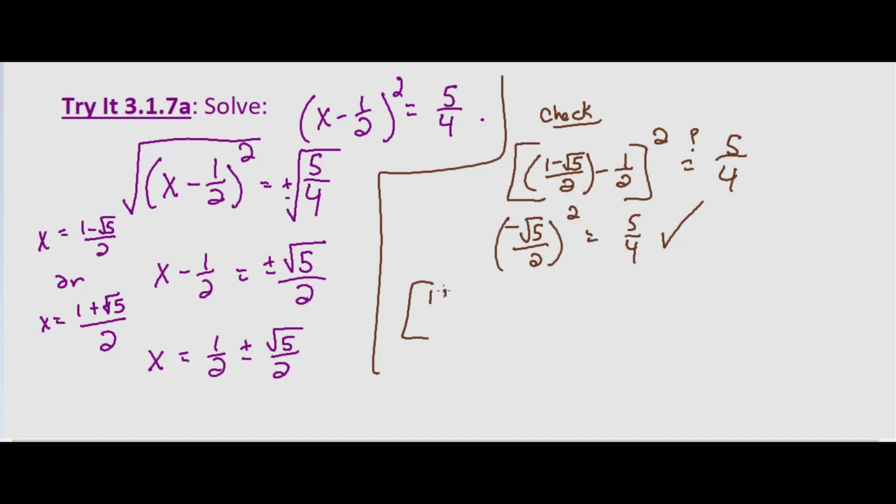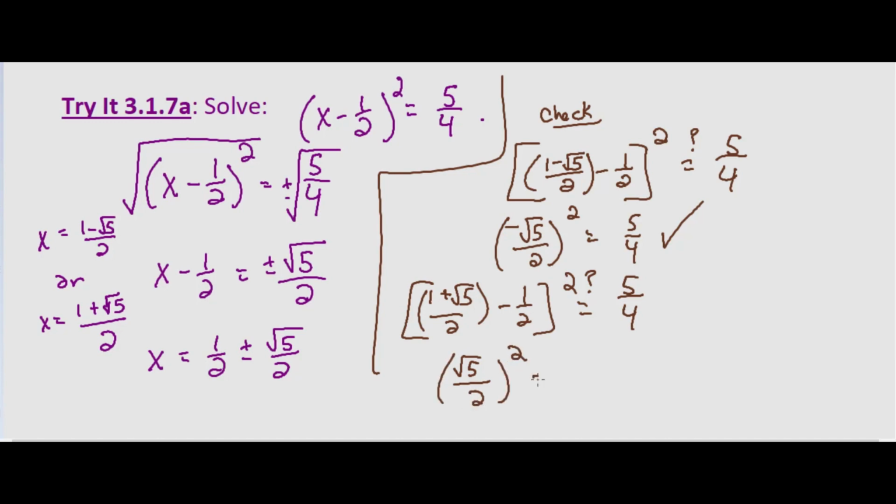Now we'll check the other solution, 1 plus the square root of 5 over 2. Same process, 1 plus square root of 5 over 2 minus 1/2, squared. Does that equal 5/4? 1 plus the square root of 5 minus 1, it's the same thing. We just end up with a positive square root of 5 instead of a negative. So square root of 5 over 2, squared, does that equal 5/4? And again, it's the same problem. We'll go ahead and write it out this time. Square root of 5 squared is 5. 2 squared is 4. So 5/4 does equal 5/4.